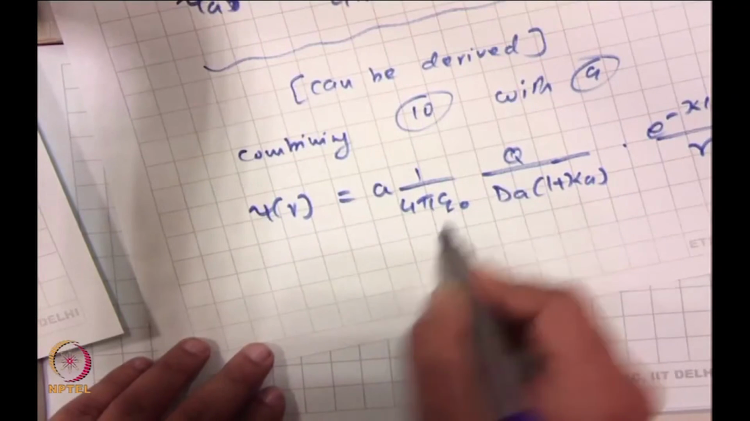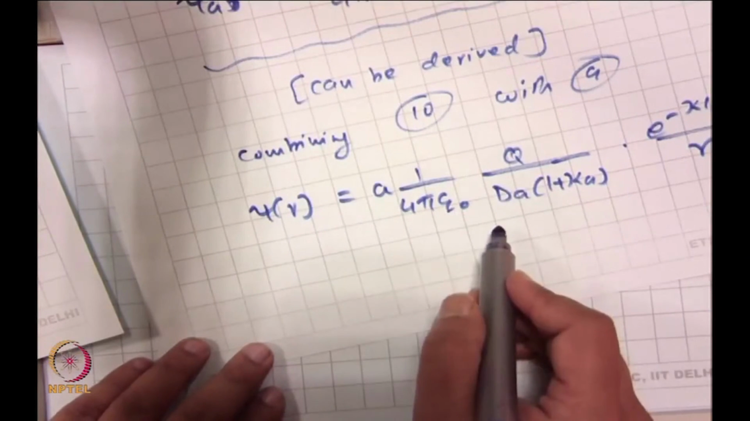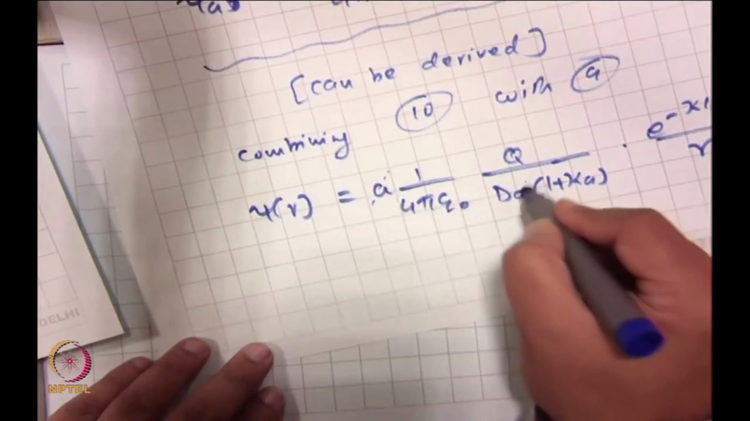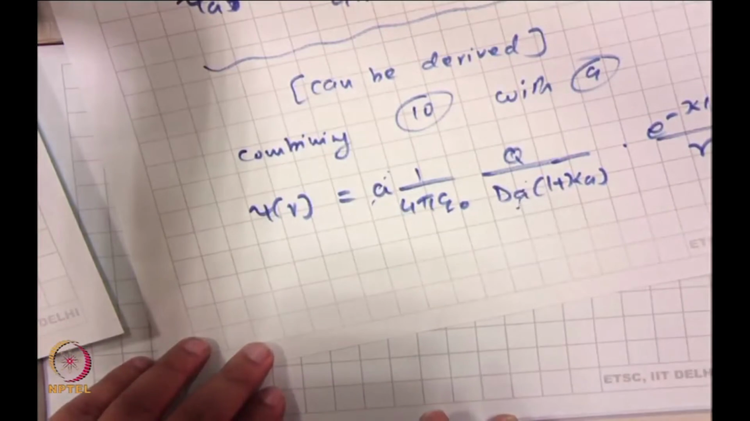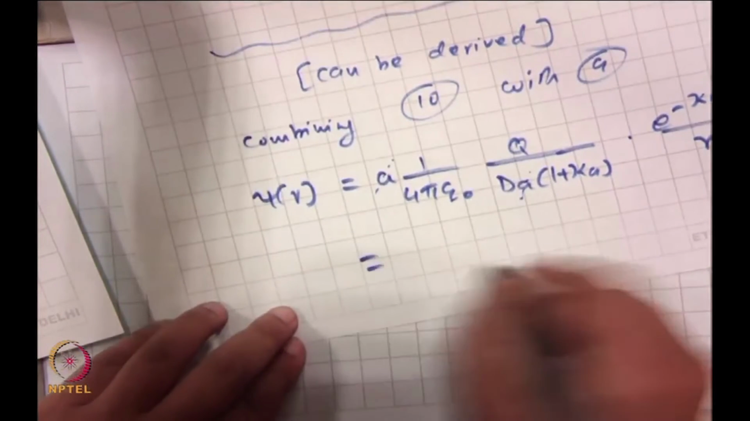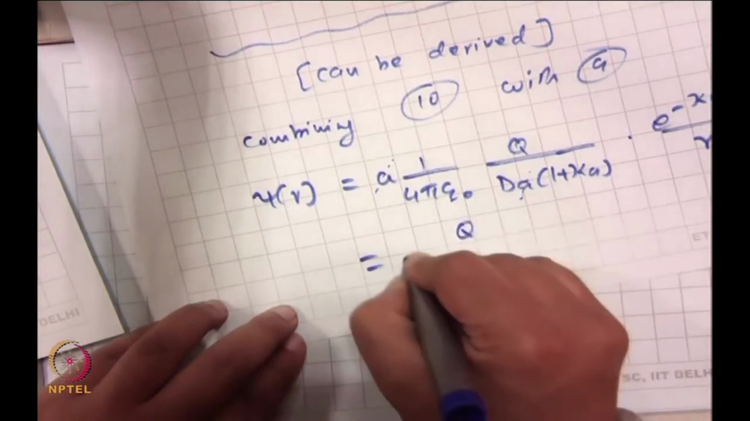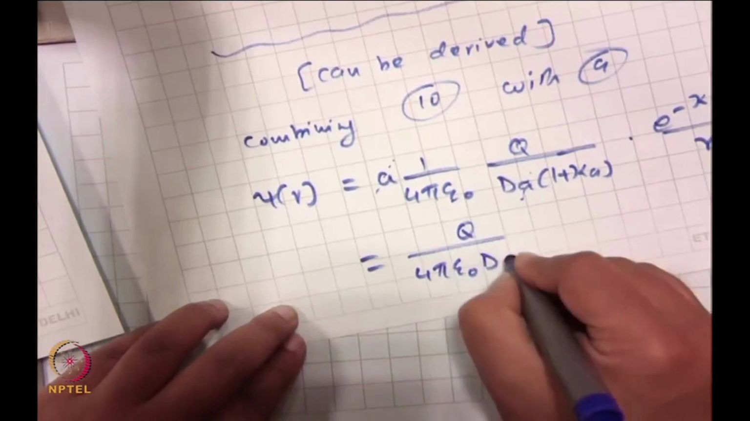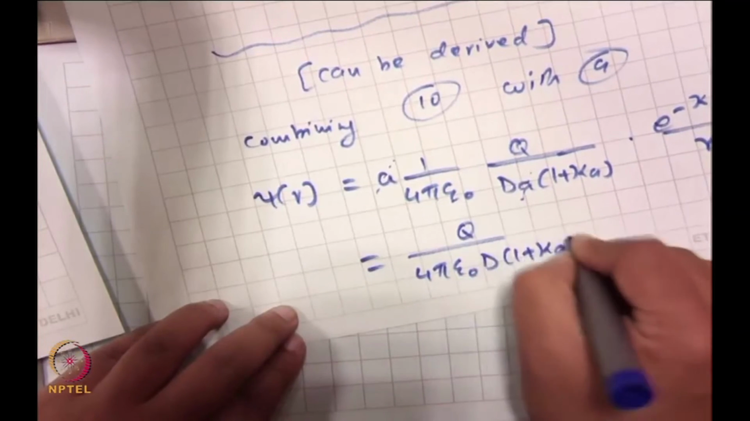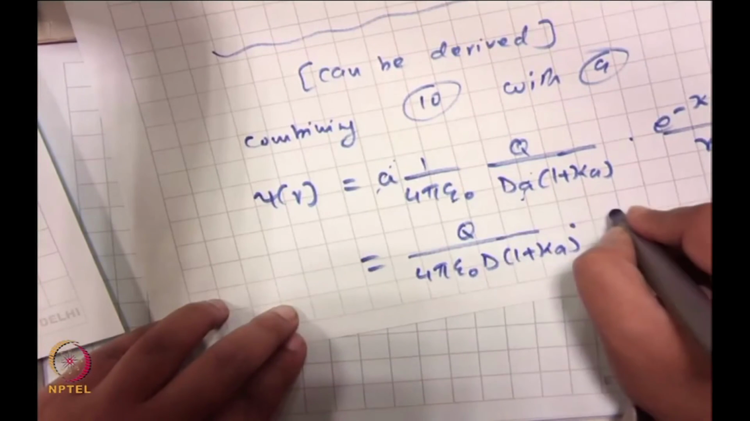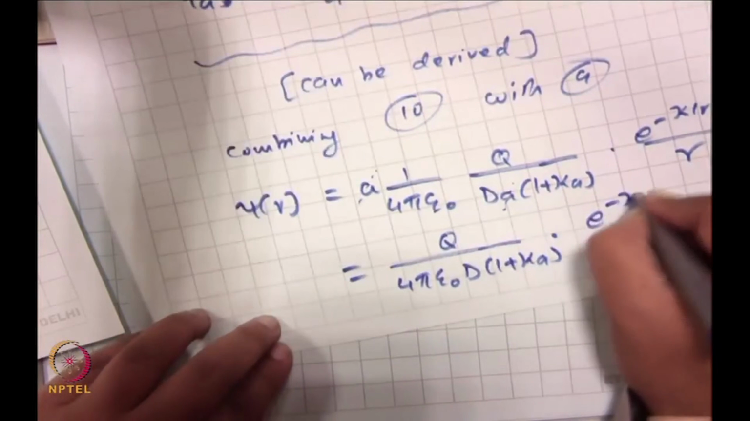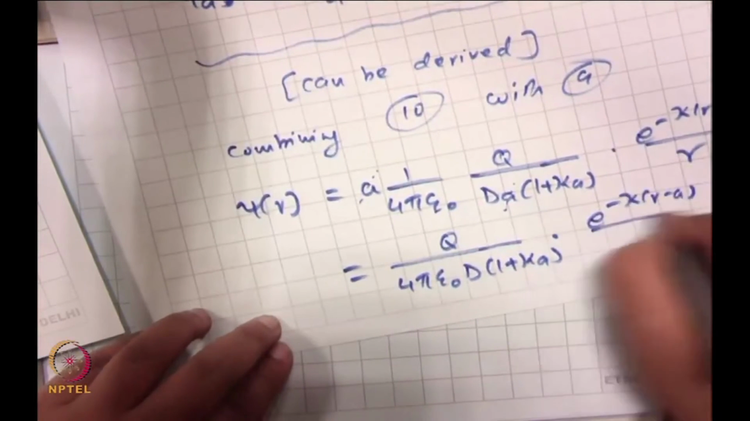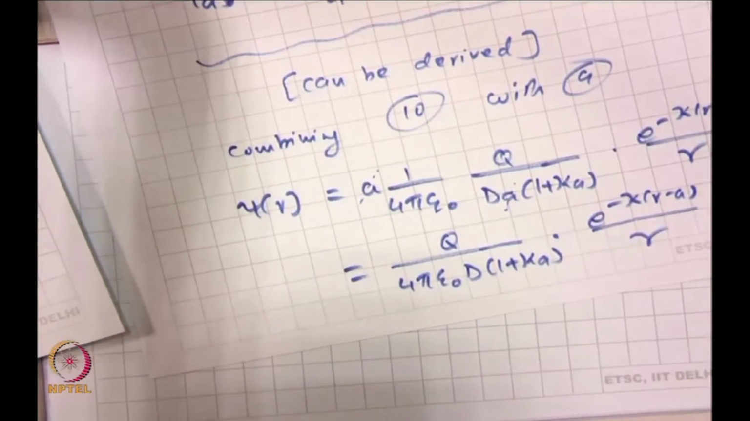So, what simplification can I do here now? You see this A will cancel out, right. So, this is equal to then q by 4 pi epsilon 0 d, 1 plus kappa A, times e to the power minus kappa r minus A, over r. So, look at this equation combined.